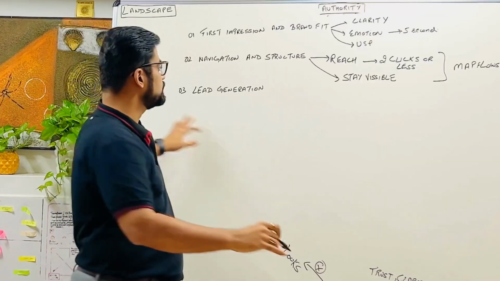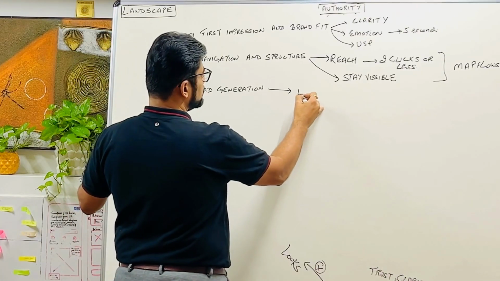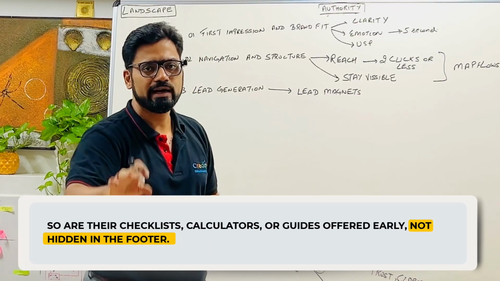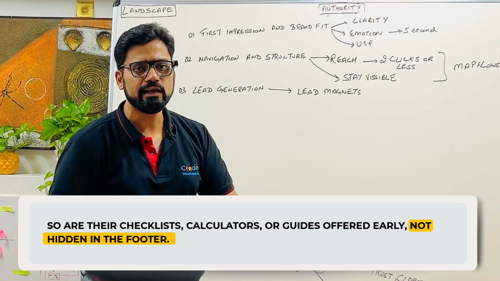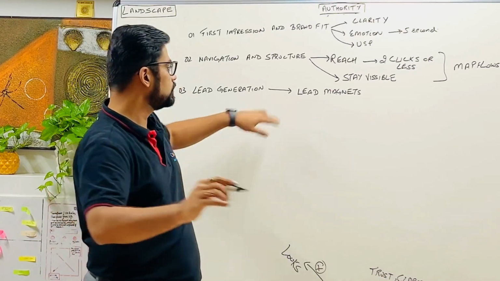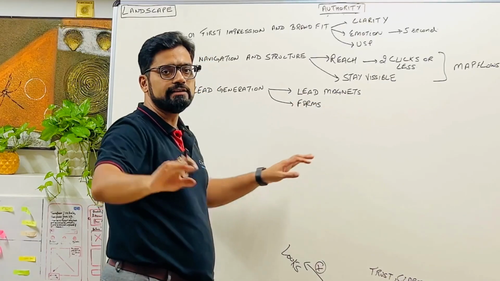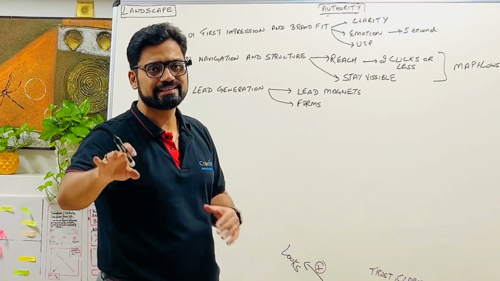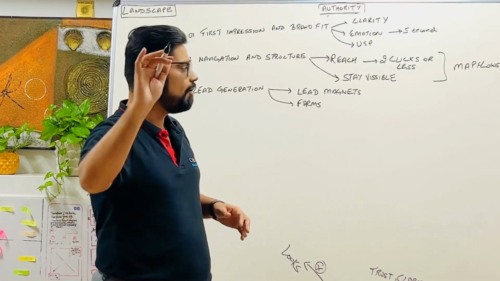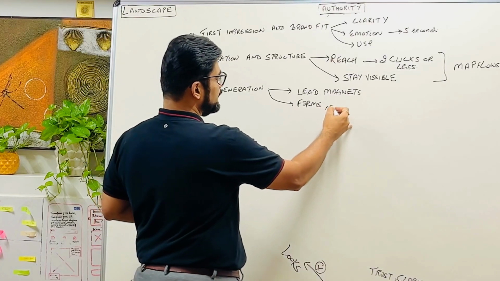Now third is your lead generation and the conversion drivers. Here you need to see their lead magnets. Are there checklists, calculators or guides offered early, not hidden in the footer? And also check out their forms. How many fields do they have? Do they use progressive steps or autofill? Also, you need to check their CTAs.